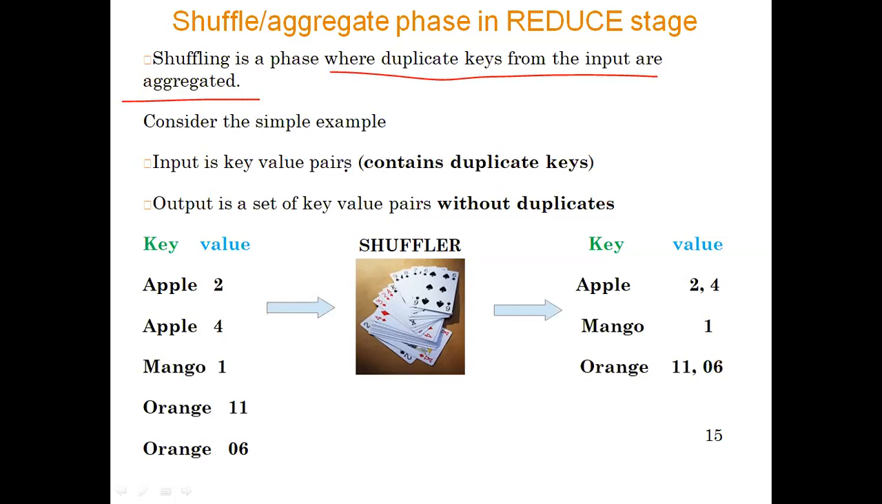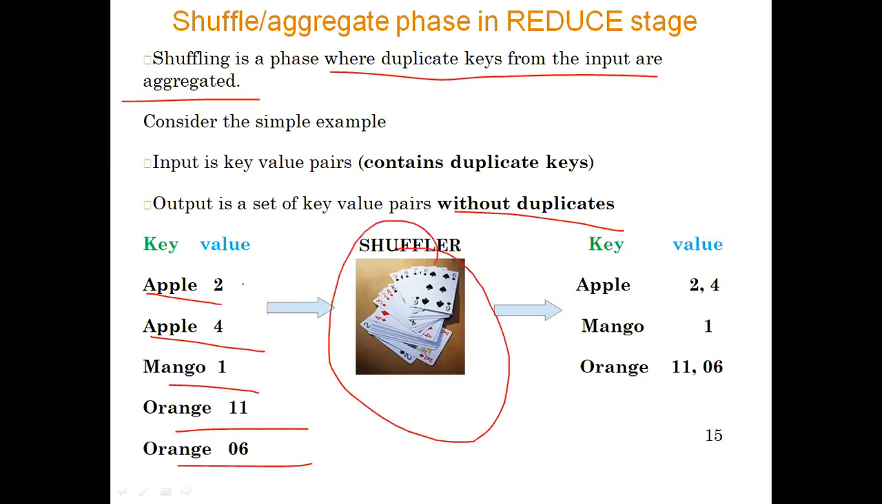Consider a simple example. We are having different key value pairs with duplicates. We have apple value 2, apple value 4, mango value 1, orange value 11, orange value 6. So what will the shuffler do? The shuffler will produce output like this. It has removed the duplicates. Apple appears once only, mango appears once only, orange appears once only. But it has aggregated the 2, 4. Mango 1 will remain 1. Orange 11, 6. So this is the output of the shuffler.